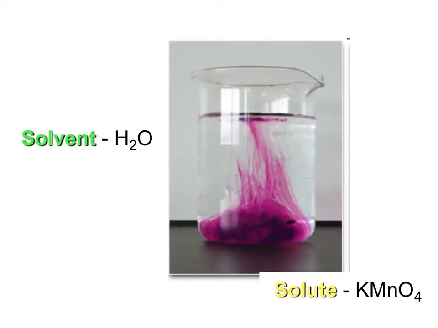If we look at this nice little diagram here, you will see that we have this pinkish purplish stuff, and that's potassium permanganate. It's a solid ionic compound that has been added to a beaker containing water. Now, as you can see, this solid is starting to disperse throughout the solvent. The solution process is driven by the interactions between the solute and the solvent, and those interactions are what allow the solute to disperse throughout the solvent.